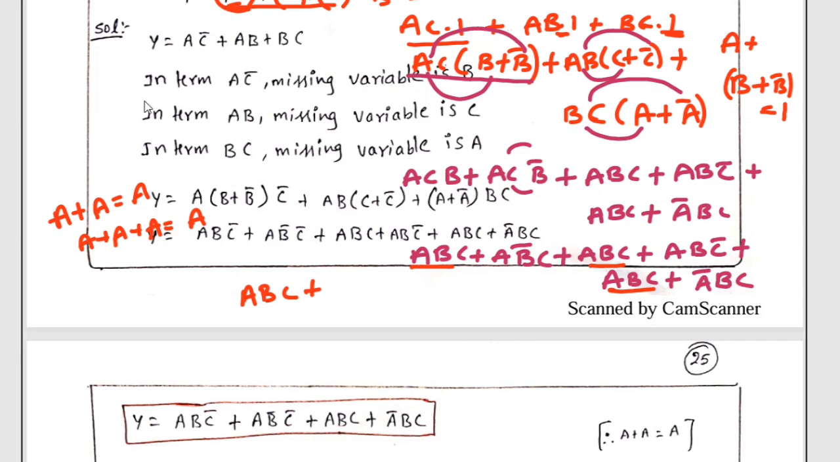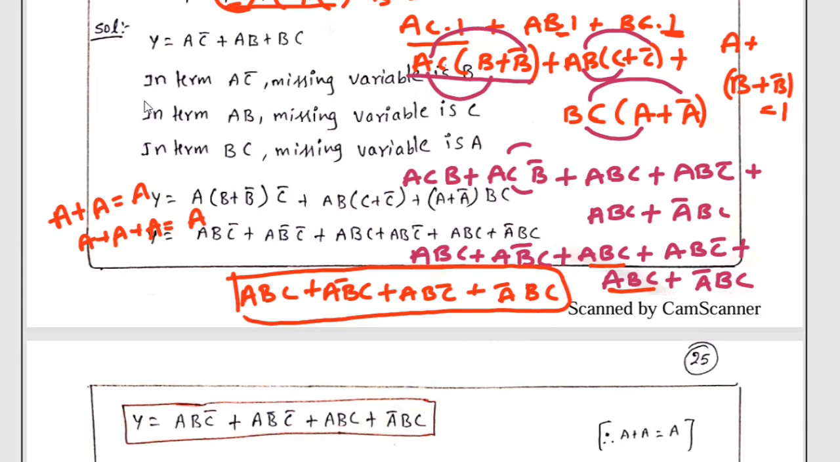Is there any A B bar C? A B bar C is not there, so I should write it compulsorily. A B bar C plus A B C bar: is there? No, A B C bar is also not there. A B C bar plus A bar B C. Now A bar B C is there. So this is my final answer. It is in standard form or canonical form.